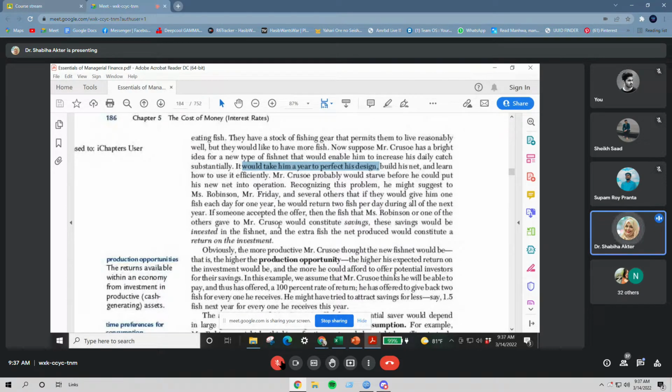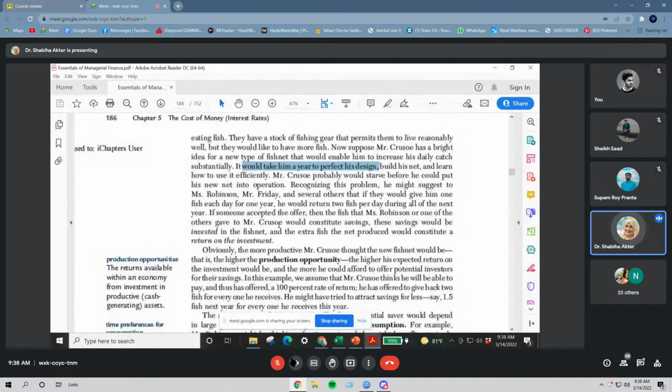Basically, in a simpler way, you need to imagine a world or an island where people can only survive by eating fish. Of course, people want more. One person who lives on that island thought, I have an excellent idea. If I can execute that idea, it will give us more fish. But if I want to continue with my idea, it will take me 1 year to perfect my design. Then what happens? If I cannot catch fish this year, then I cannot survive.